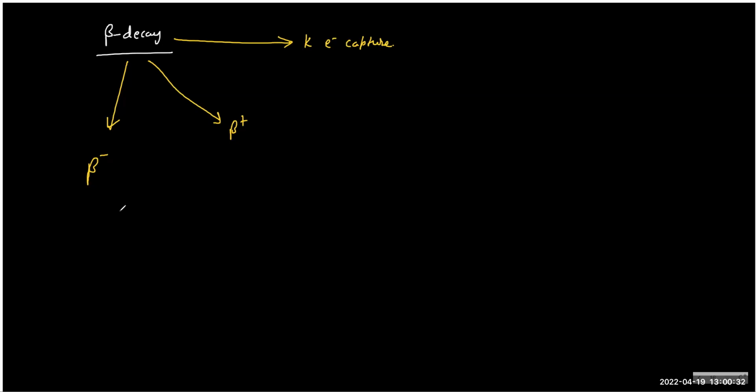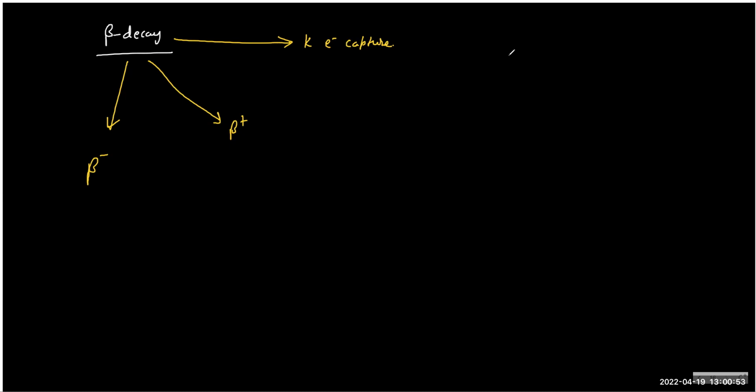Now there is a kind of competition between the beta plus and K electron capture, and we'll come to that. What is the meaning of competition? In a beta minus decay, what exactly happens is the nuclei will have more number of neutrons.